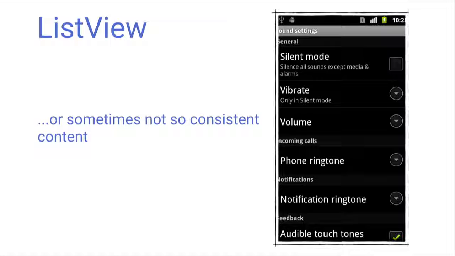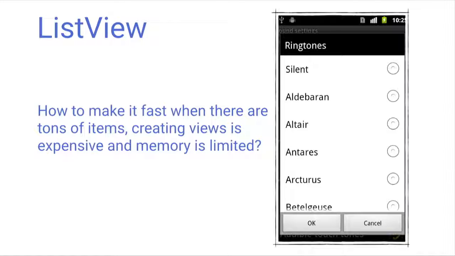And sometimes the content isn't so consistent. So you've got different view types floating around, so on and so forth, and we just kind of kept adding features. But the core problem that ListView was meant to solve is how do you make it fast when there's a ton of items, hundreds, thousands, possibly more. Creating views themselves can be really expensive, especially on old devices back in Android's early days. And memory is limited, so you can't just necessarily create tens of thousands of views and deal with that all at one time.